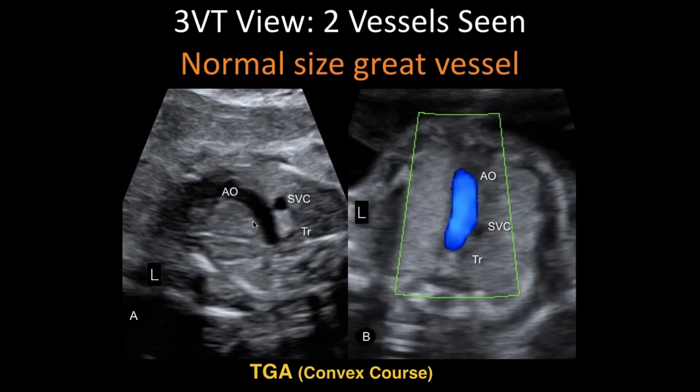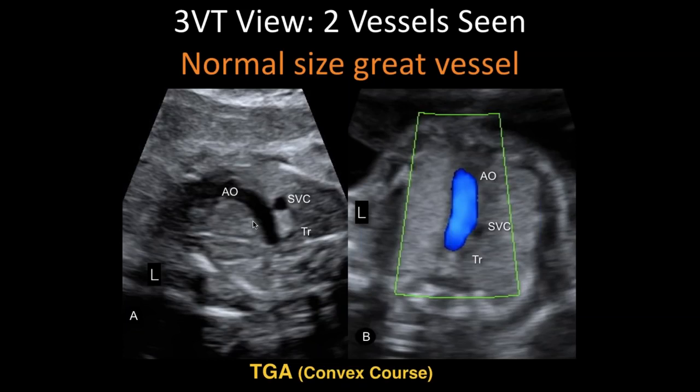Okay, so that's a classic view for transposition of the great arteries at the level of the three-vessel trachea view. In my opinion, this is much easier to see and suspect the presence of transposition than looking at the LVOT view. Because at the LVOT view, you really have to follow the vessel up in the chest to see that the vessel divides to make you suspicious that this is the pulmonary artery coming from the left ventricle.